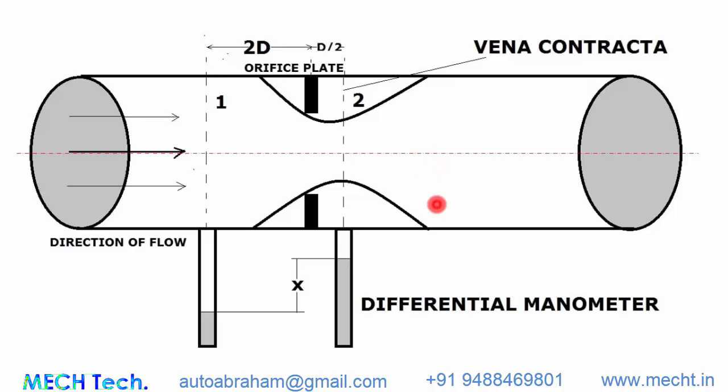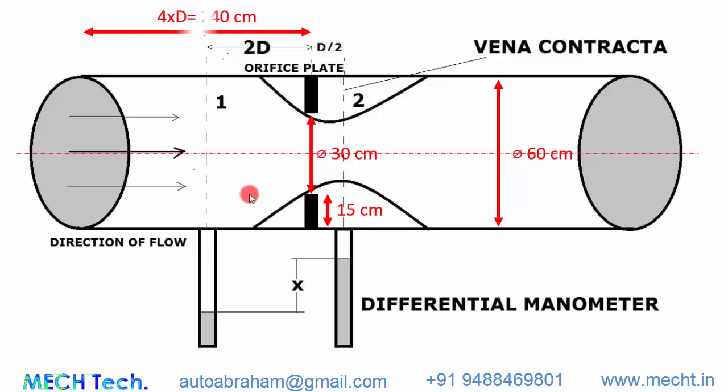Let's take a pipeline which is having a diameter of 60 centimeters, and we have taken an orifice plate that is having a diameter of 30 centimeters, that is 0.5 times of this diameter, and the 15 centimeter will be the length of this plate from the wall. And for our simulation we have taken 4 times of the diameter length at the upstream side and 6 times of the diameter in the downstream side. So these are the dimensions that we are going to use.